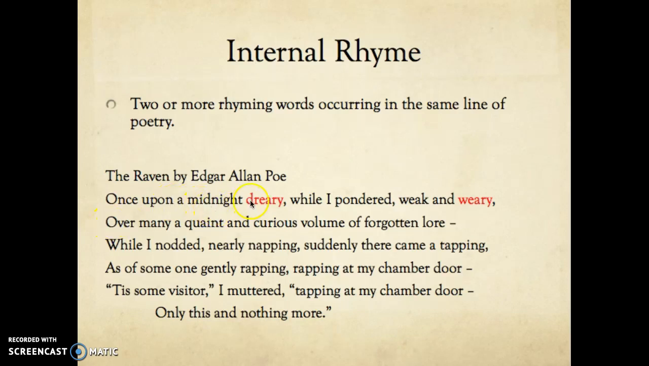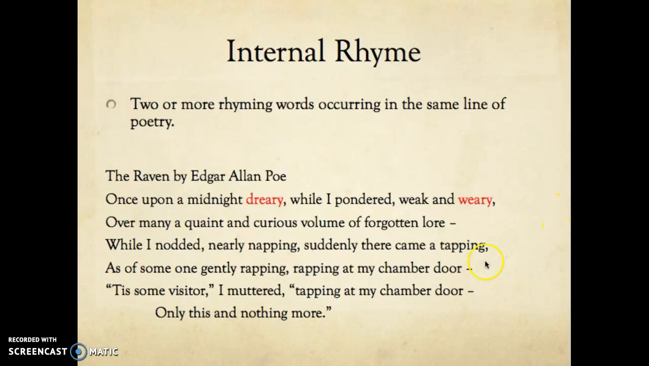Once upon a midnight dreary, while I pondered, weak and weary, over many a quaint and curious volume of forgotten lore, while I nodded, nearly napping, suddenly there came a tapping, as of some one gently rapping at my chamber door. 'Tis some visitor, I muttered, tapping at my chamber door, only this, and nothing more.